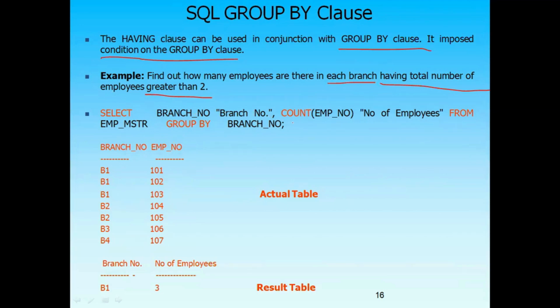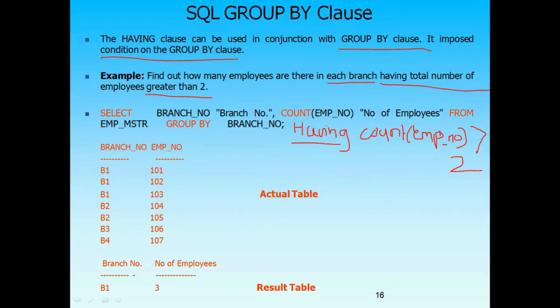Here my query is missing something. My next condition should be having count of employee number. My condition is on the count: the number of employees should be greater than 2. So I want to display the branch wise total count only for the branches whose count is greater than 2. This is missing in the query, and this is the use of the having clause.